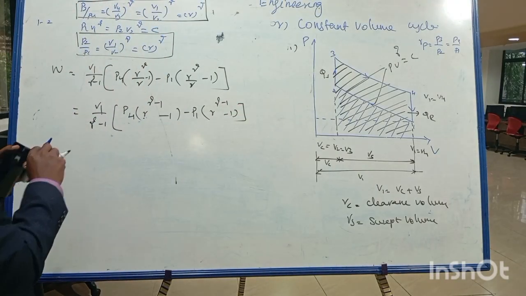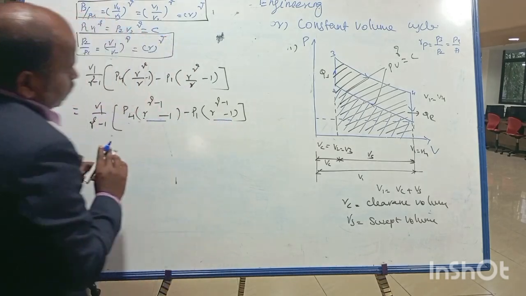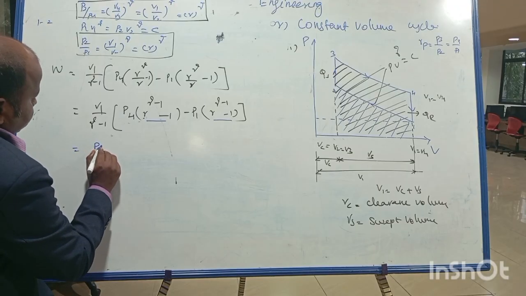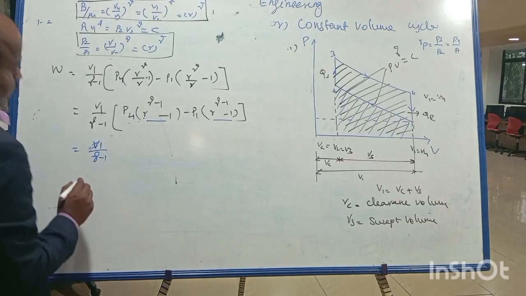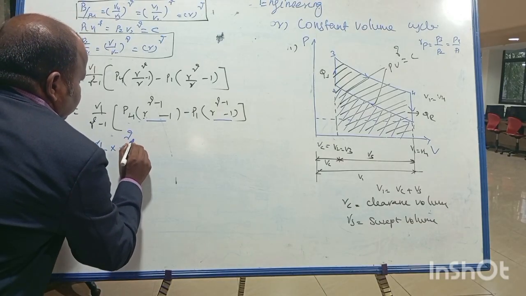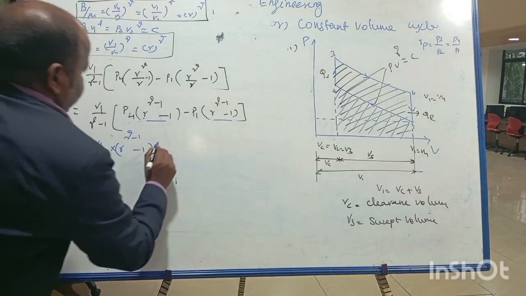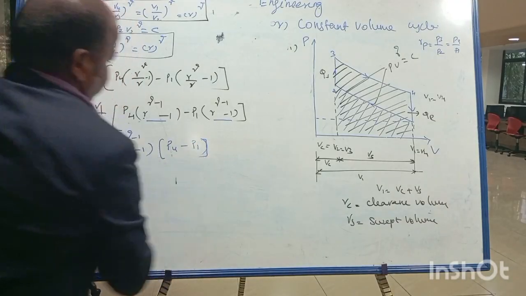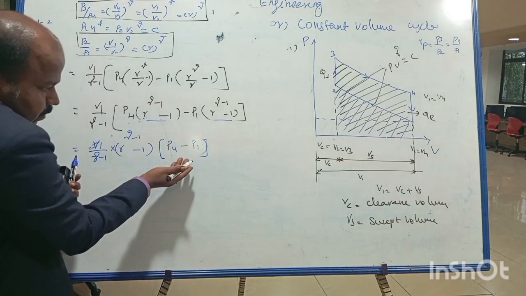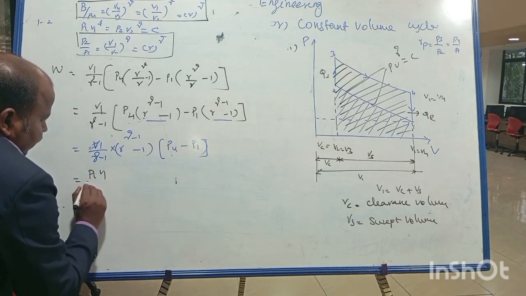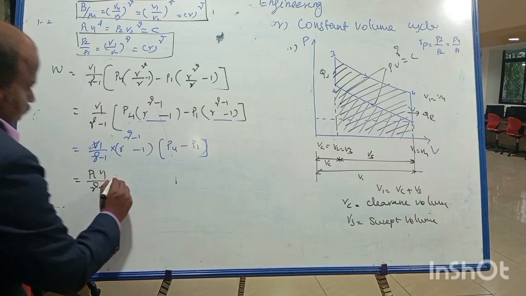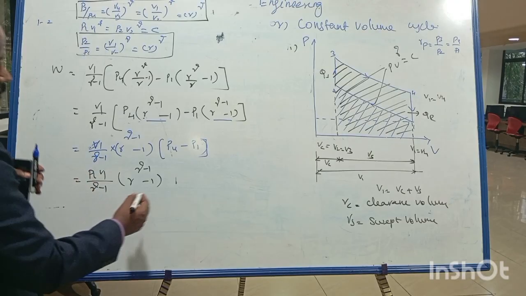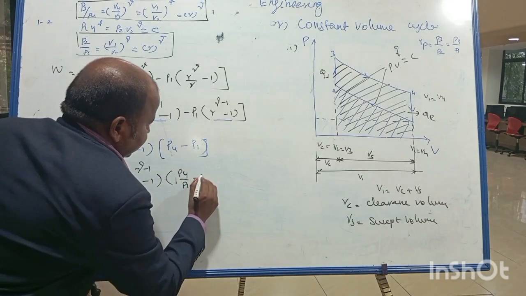Now look at these two terms. Again, this R power gamma minus 1 is common, so I am going to take this term as common. So V1 divided by gamma minus 1 into R power gamma minus 1 into P4 minus P1. Now I am going to take P1 as common. So V1 divided by gamma minus 1 into R power gamma minus 1. Now I have already taken P1 as common, so now this is P4 divided by P1 minus 1.